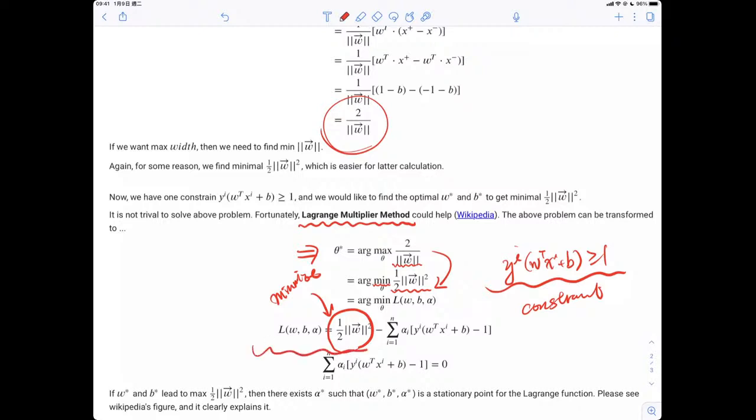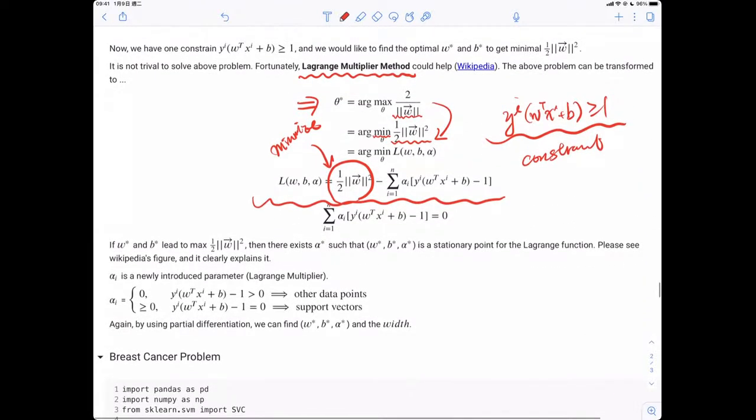So actually we try to find this one. Here it is. We can find the W star and b star, which are the optimized parameters, with which we can find this line. It is the support vector line that leads to the minimum value of the W vector squared.